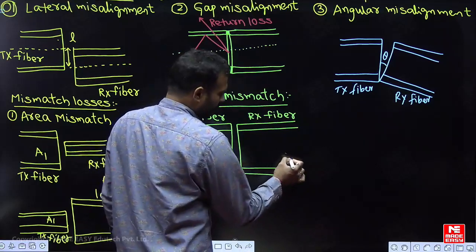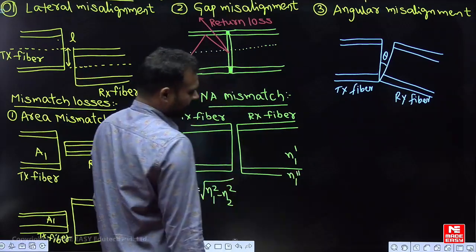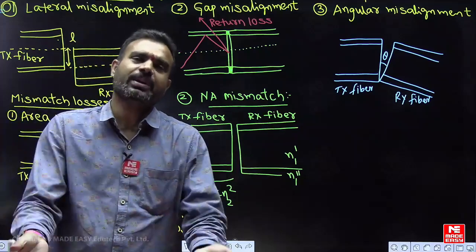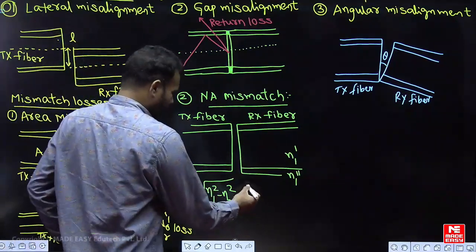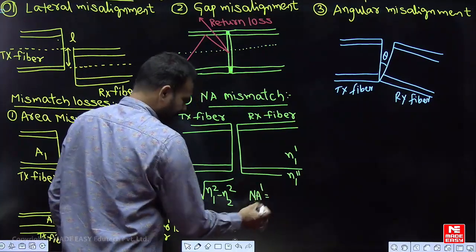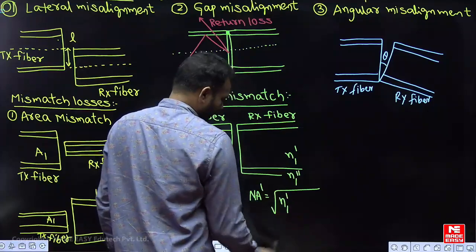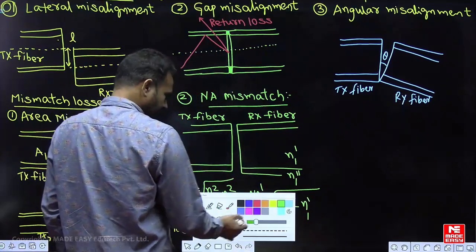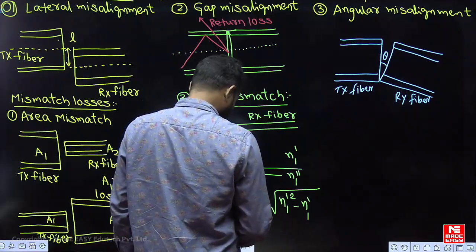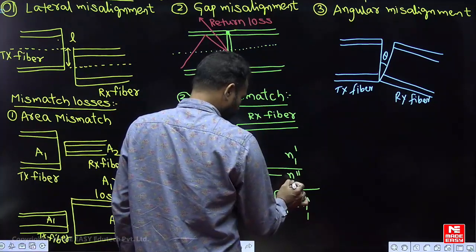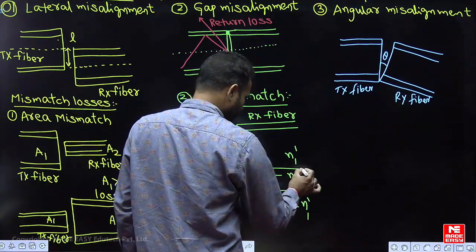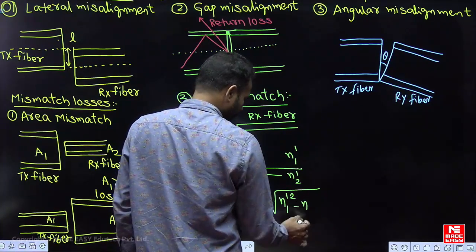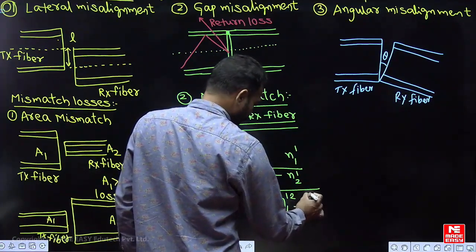Talking about the receiving fiber, its refractive indices are n1 dash and n2 dash. Correction: it is not n1 double dash, it is n2 dash. So NA dash is equal to the square root of n1 dash square minus n2 dash square. So the refractive indices of the two fibers are not the same, which means the numerical apertures of the two fibers may not be the same.